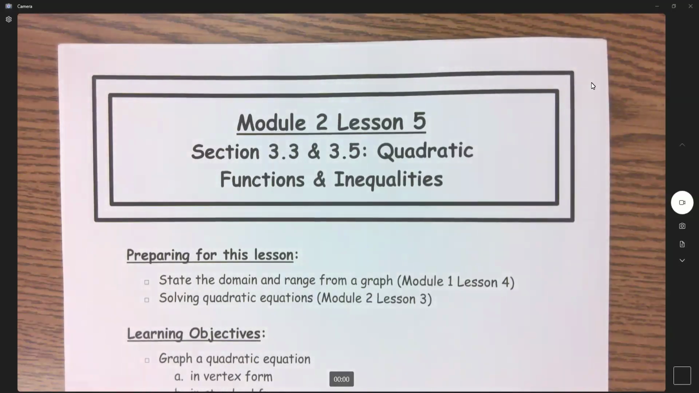Welcome to Module 2, Lesson 5. We are going over quadratic functions and inequalities.